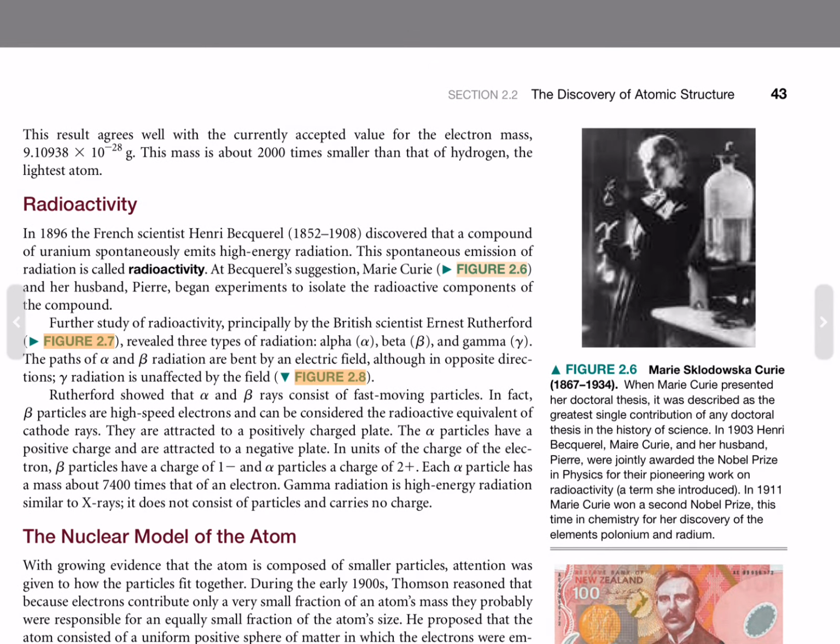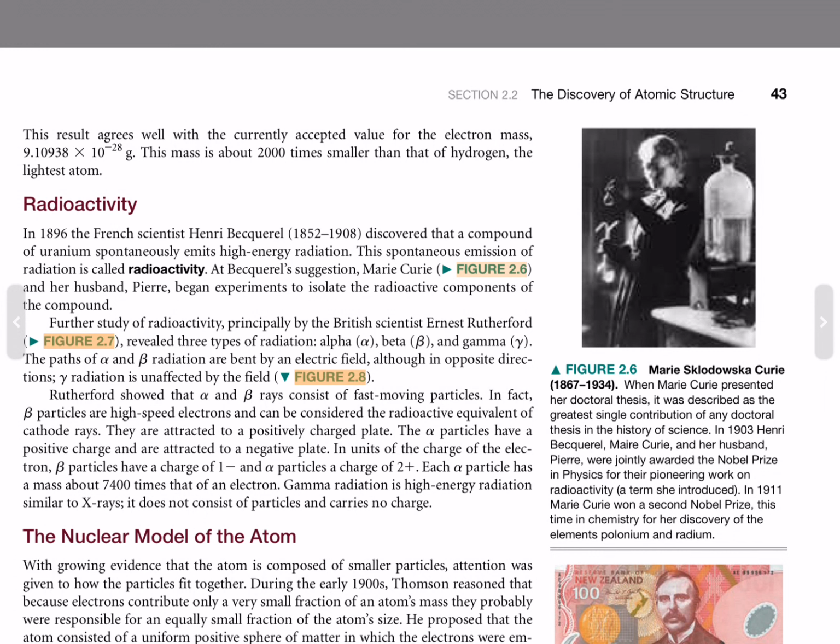Radioactivity. In 1896, the French scientist Henri Becquerel discovered that a compound of uranium spontaneously emits high-energy radiation. This spontaneous emission of radiation is called radioactivity. At Becquerel's suggestion, Marie Curie and her husband Pierre began experiments to isolate the radioactive components of the compound.